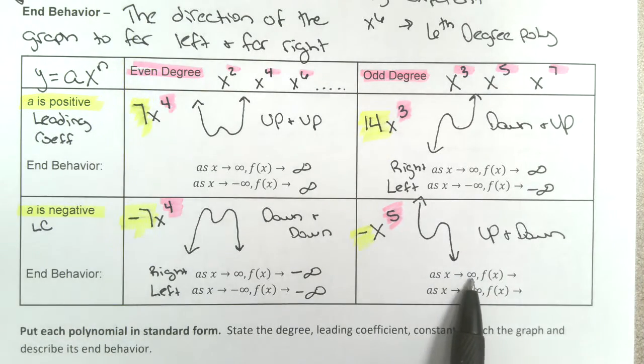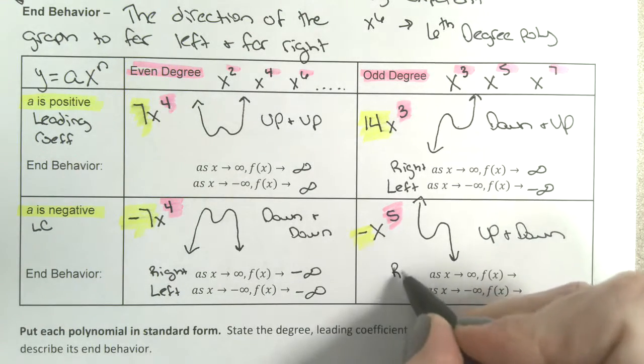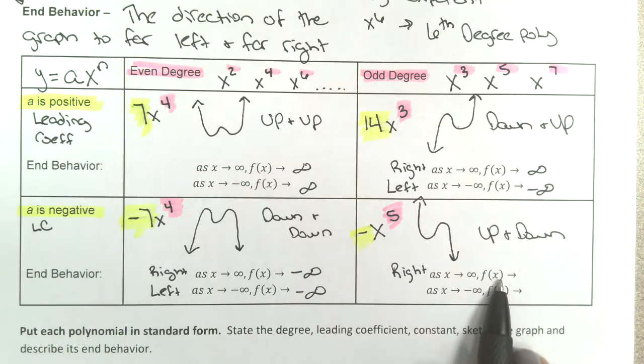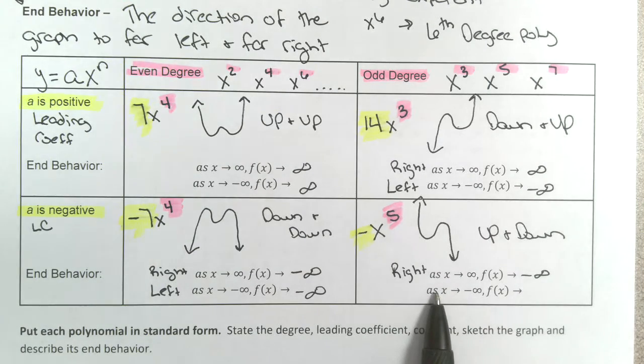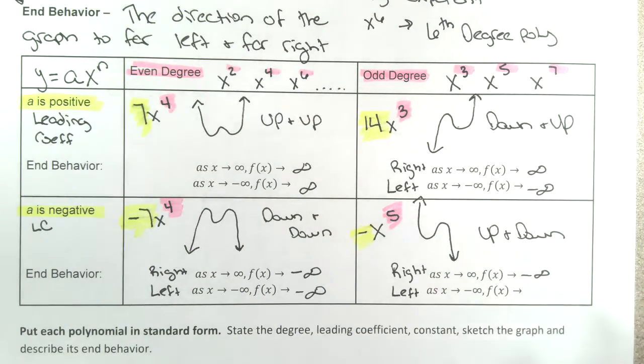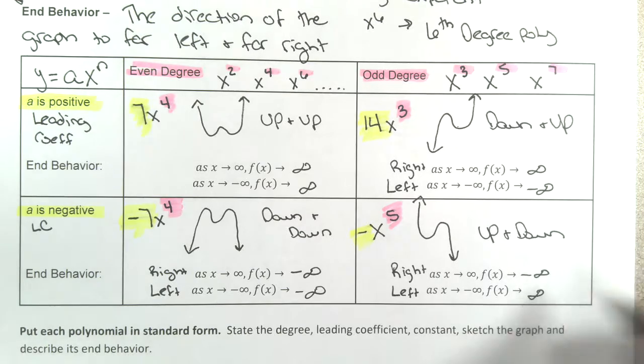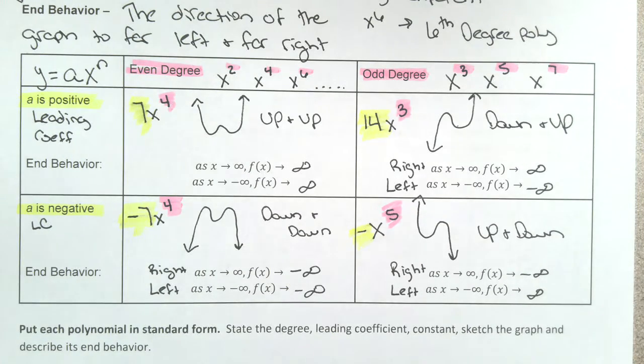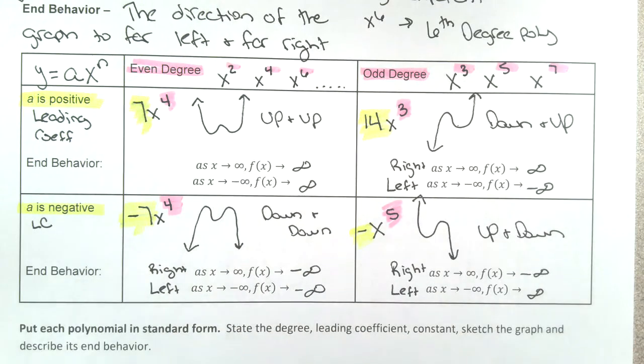All right, so this says as x goes to infinity, that means what's it doing on the right-hand side? Your graph is going down to negative infinity. And then over here, as x goes to negative infinity, so that means what's it doing to the far left? Your graph is going up, and it's going up to positive infinity. All right, so this is a resource that you should try to memorize, and it's super helpful in sketching your graphs. And I think we're going to pause it there and continue the notes on the next one.